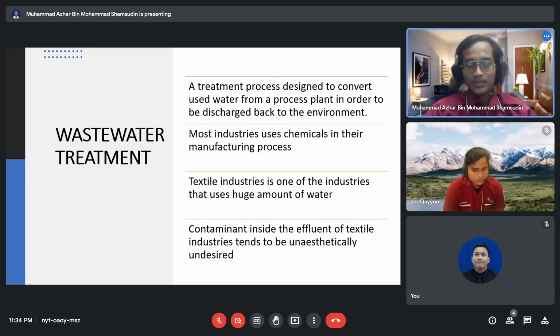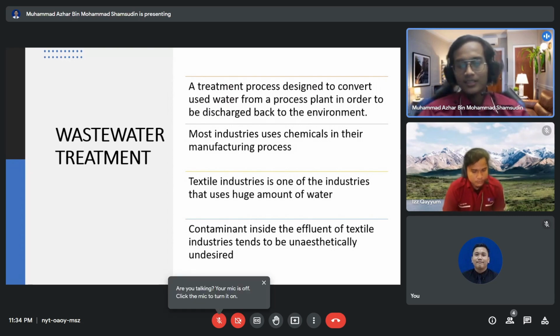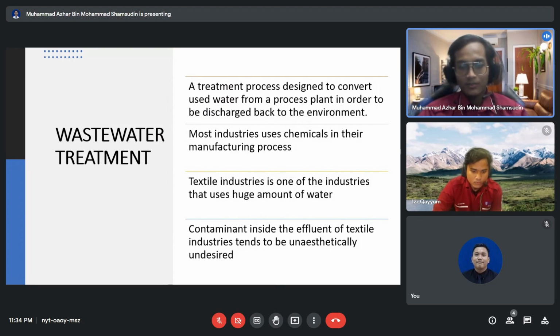The contaminants inside the dye or the process itself can make the effluent of the textile industry aesthetically undesirable due to the color process being used.